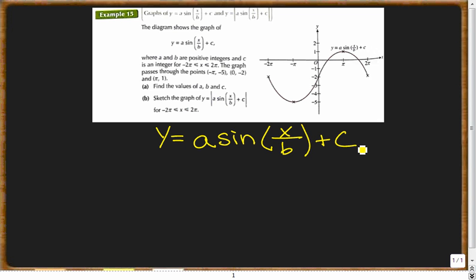Each of these different parameters, a, b, and c, do different things. So a really affects the amplitude. B affects the period. And c affects the max and min, or you could call it the vertical shift. So it's important that we can figure out these different things, and what we're going to use is different pieces of information to figure them out.